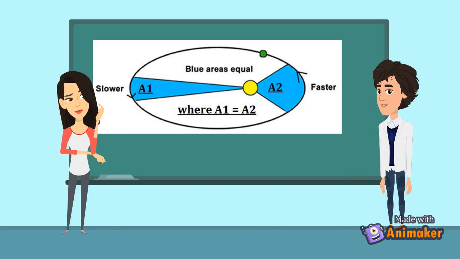Kepler observed that planets do not move around the Sun with uniform speed. They move faster when they are nearer to the Sun, while they move slower when they are farther from the Sun. This is explained by this law. The figure shows the orbit of a planet. The shaded areas are the areas swept by the line joining the planet and the Sun in fixed intervals of time. These are equal according to the second law.